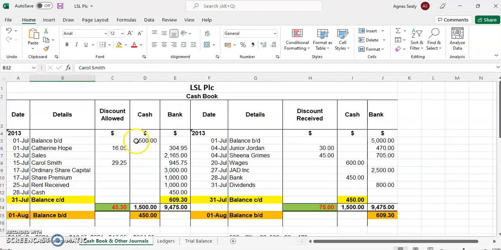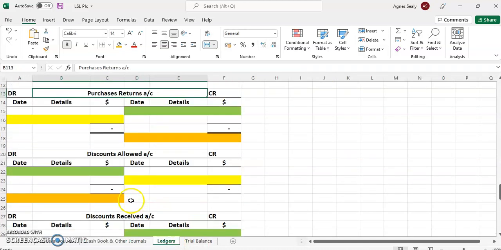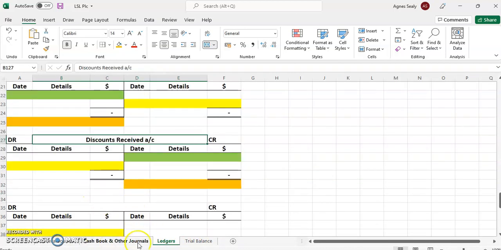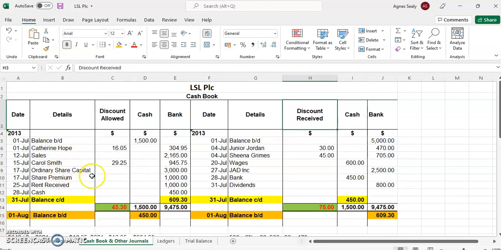And in our cash book, we have discount allowed and discount received. So we must have an account in the general ledger for discount allowed and discount received as well. Then we will go to the cash book to see if there are any additional or new accounts that we need. When we look in the cash book on the debit side, we see that we have share premium. So we must have a T account for share premium, and we must have one for rent received. So we're going to do those.